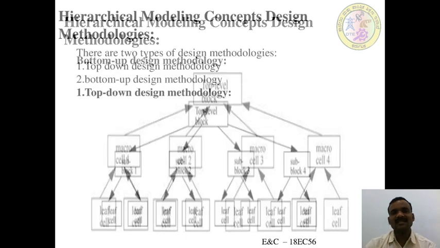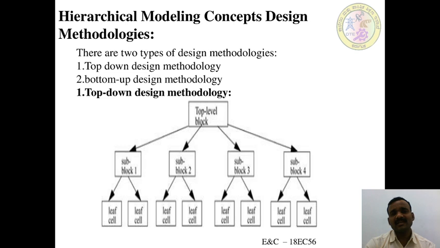So what is the difference between these two? The only difference is the arrow mark. In the top down design methodology it will start from the top, and in the bottom up design methodology the design will start from the bottom. The best example is that we can sketch a diagram. Some people start from the top, and some of them start from the bottom.